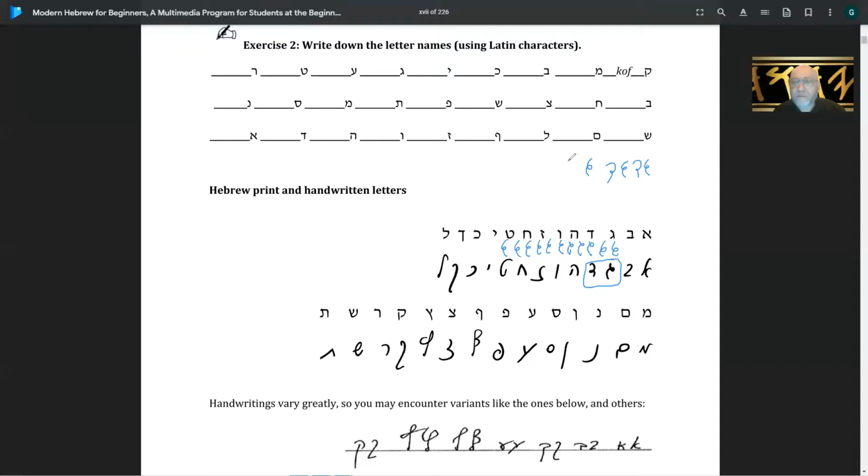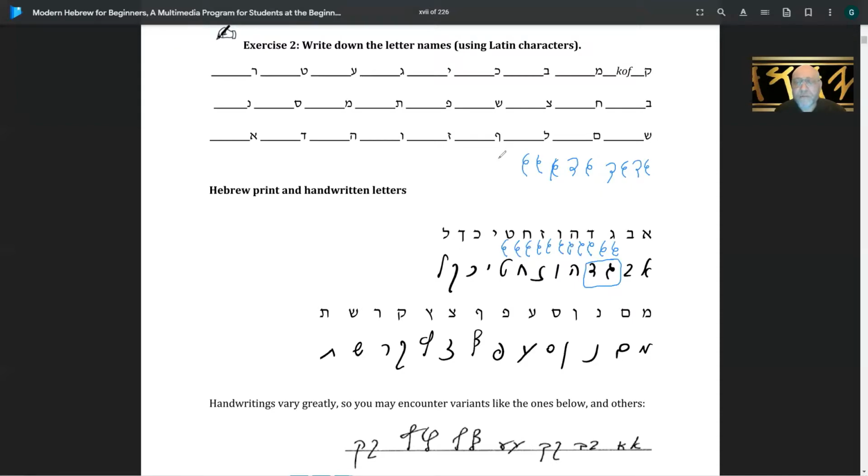Gimel, Dalet. Gimel. It's not quite getting there. Let's try here. Gimel. No, it's not the right angle.